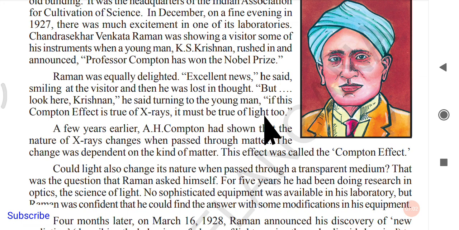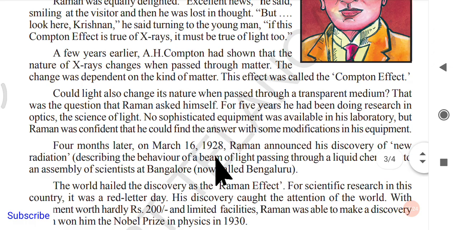So what do you understand here? The Compton effect was the effect of X-rays. Professor Compton did some experiments on X-rays and finally got the Nobel Prize. And here C.V. Raman is doing some experiments on light. That's why he's comparing X-rays and light here. A few years earlier, A.H. Compton, that is Professor Compton's full name, had shown that the nature of X-rays changes when they pass through matter.